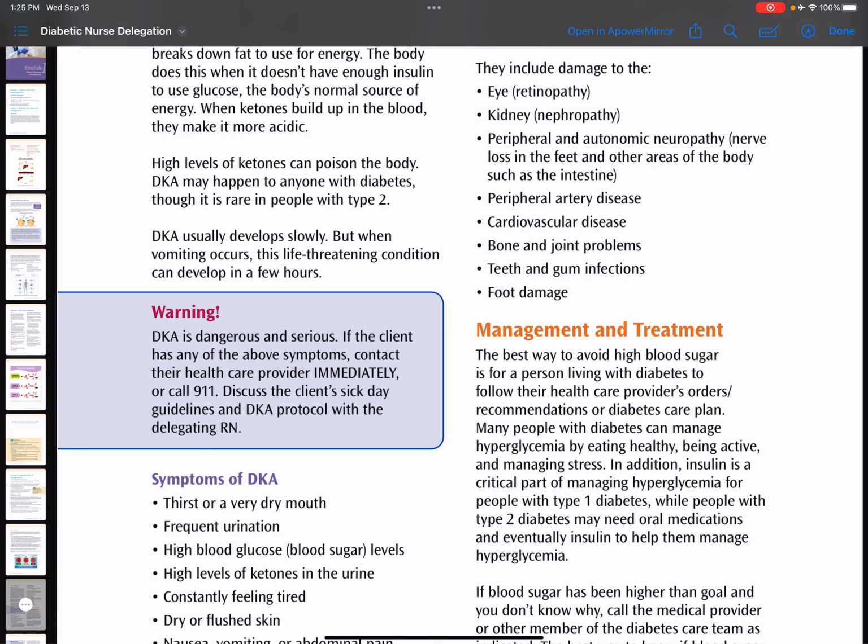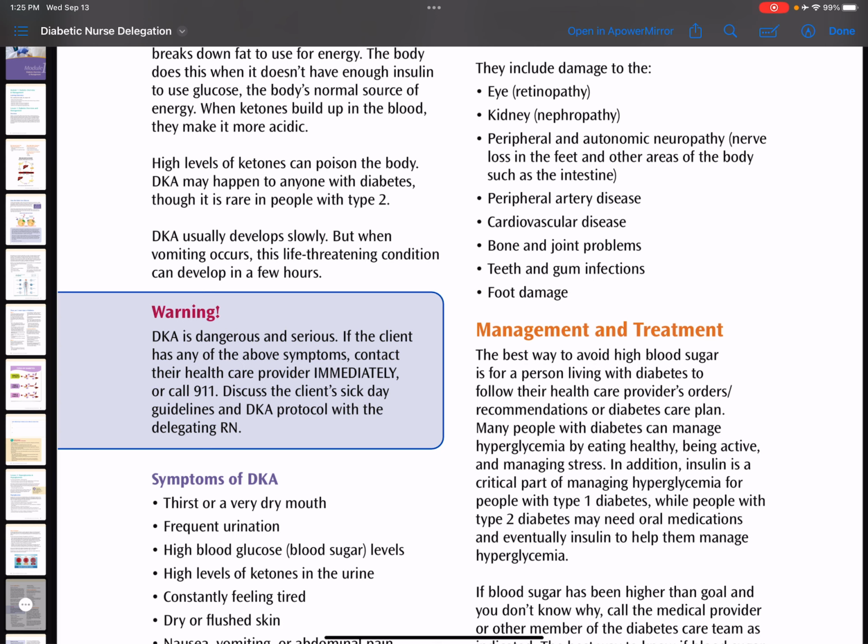So how do we prevent hyperglycemia? Exercise helps lower blood sugar. We need to assist the client with following a balanced and healthy meal plan, encourage the client to maintain a healthy weight, and encourage them to stop smoking if they're a smoker. If the client drinks alcohol, we need to encourage them to limit the alcohol, because alcohol can raise blood sugar levels. It can also cause dangerously low blood sugar too.